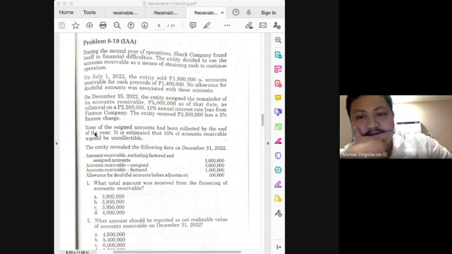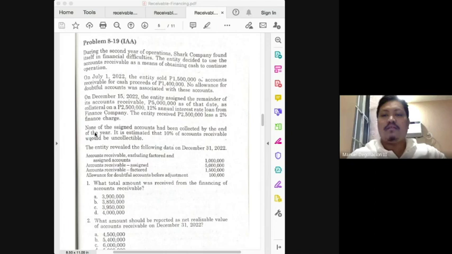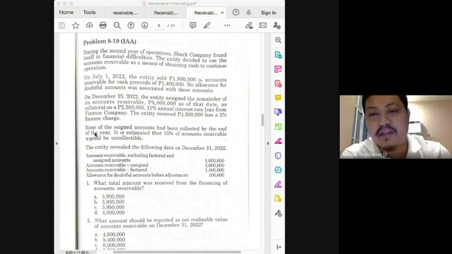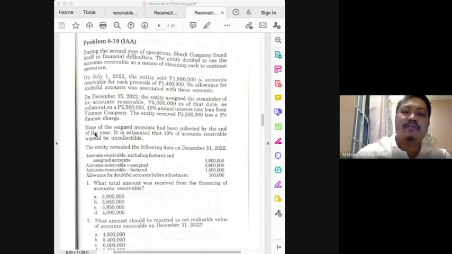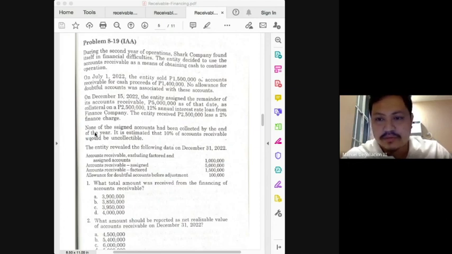The entity received 2,500,000 less a 2% finance charge. None of the assigned accounts had been collected by the end of the year. It is estimated that 10% of the accounts receivable would be uncollectible. What total amount was received from the financing of the accounts receivable?